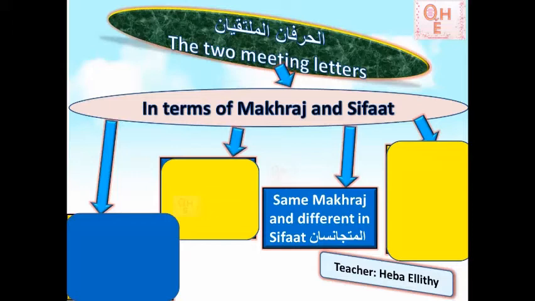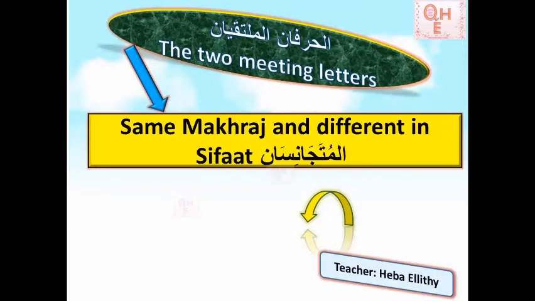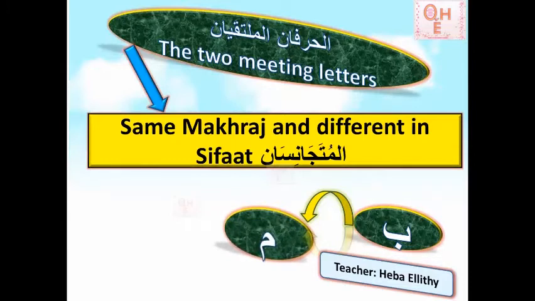The two letters are Moutaganisan. Let's see together what Moutaganisan means exactly. We said it's the same makhraj, but different in Sifaat. Like when we have letter ba and the letter mim, for example, which come from the lips. Letter ba and letter mim come from the same articulation point, but not the same Sifaat for both of them. It's different. Ba is shadida, for example, and the mim is bayniyah. So Sifat is not the same, but the articulation point is the same.